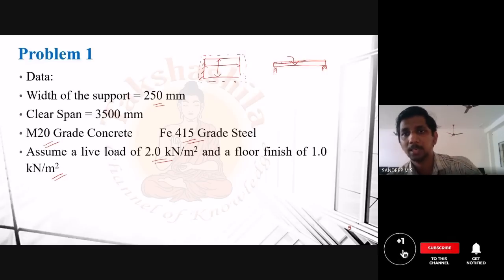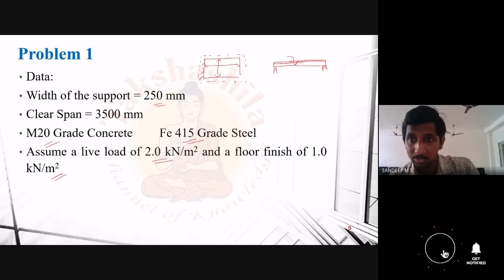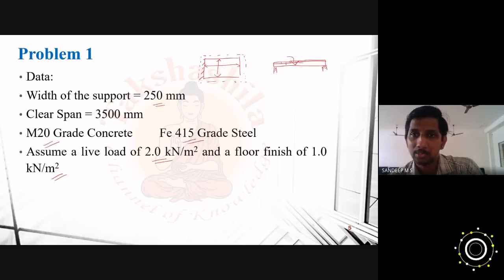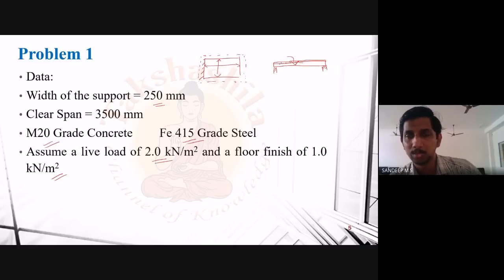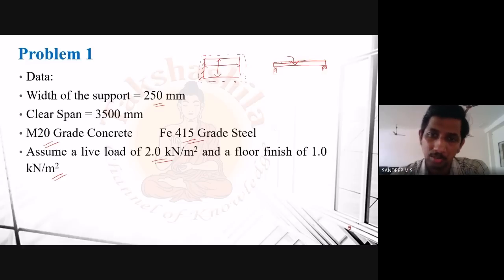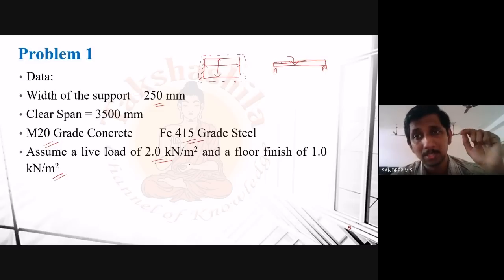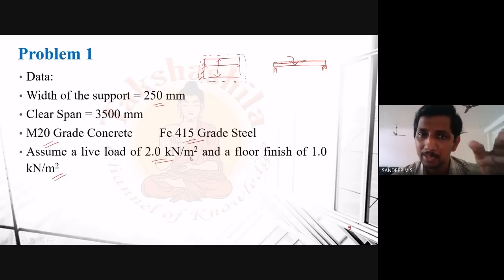Sometimes you will be providing some mortar on this, and after that some paste to glue the tiles, and after that you will be placing the tiles. Those constitute your floor finish, and normally we will take it as 1 kilonewton per meter square, and we will assume a live load of 2 kilonewton per meter square. Again, this depends on the type of building and the area which you are designing.